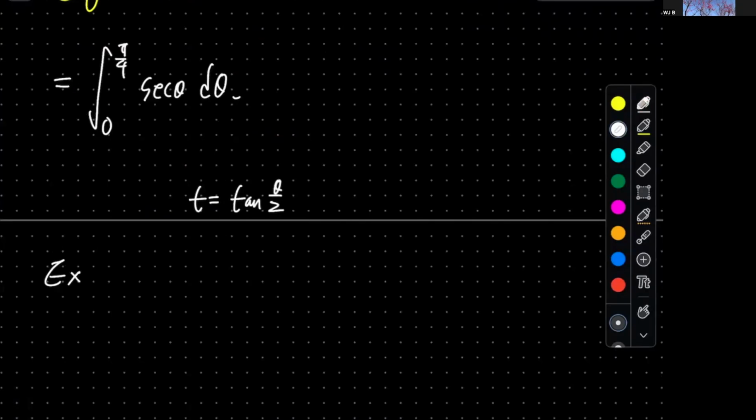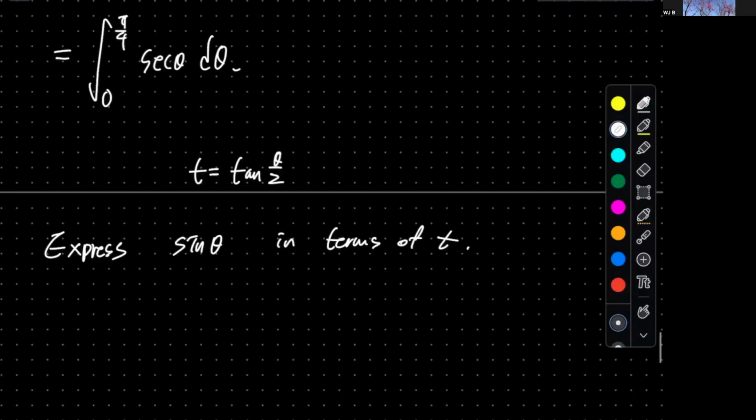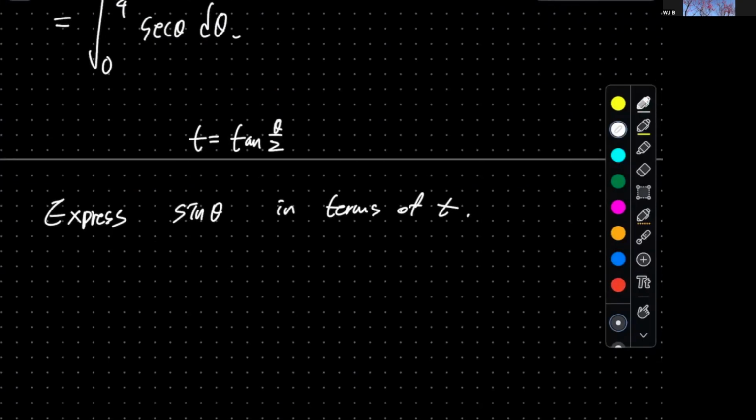I want to ask, express sine theta in terms of t. How would you do that? You don't have to solve everything. You can tell me, oh, I would do this, I would do that, is all I want to hear. Oh, I will start with this, I will start with that, is all I want to hear. For example, oh, I'm going to use Pythagorean identity or compound angle, who knows? But what would be your initial step?